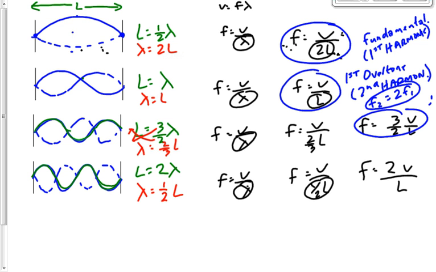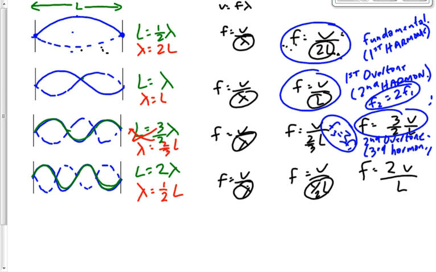This one we're going to call the second overtone, or the third harmonic. What's its value? Well, the first one was V over 2L. The third one is 3V over 2L. So in other words, it's 3 times the value of the first one. In our demonstration, the first one was 4, the third one was 12, 3 times the value of the first one. So we're going to say F3 is equal to 3 times F1.